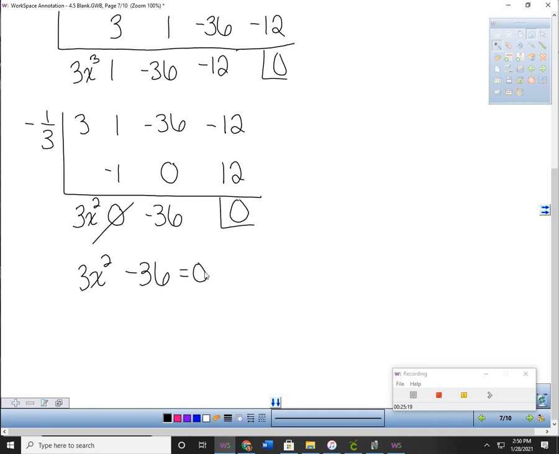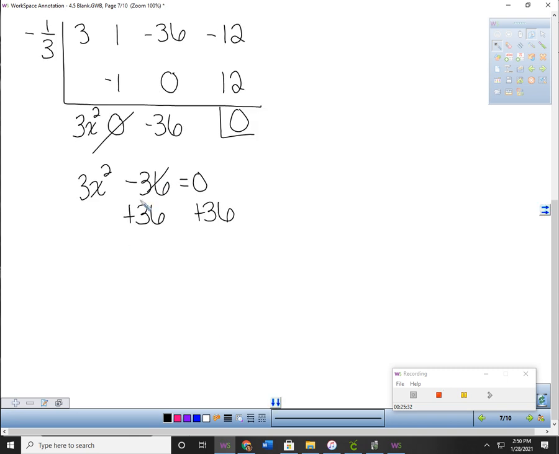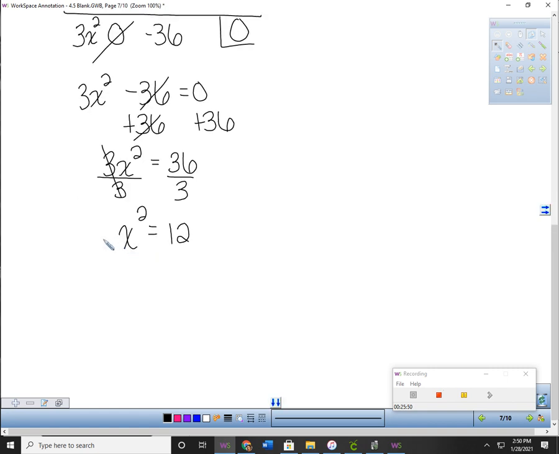Now, I don't have to do the quadratic formula on this one because I can just solve for this x right here. So I'm going to add the 36. That gives me 3x squared is equal to 36. I will divide by 3. So x squared is equal to 12. Square root. And don't forget that when you square root, you're going to have a positive answer and a negative answer. And we reduced 12 in the last problem.